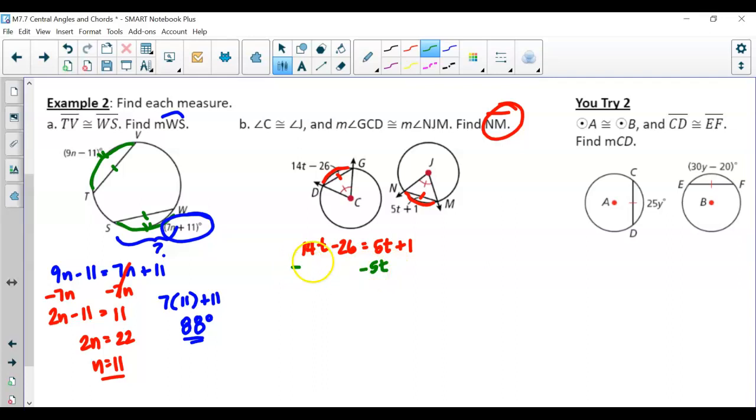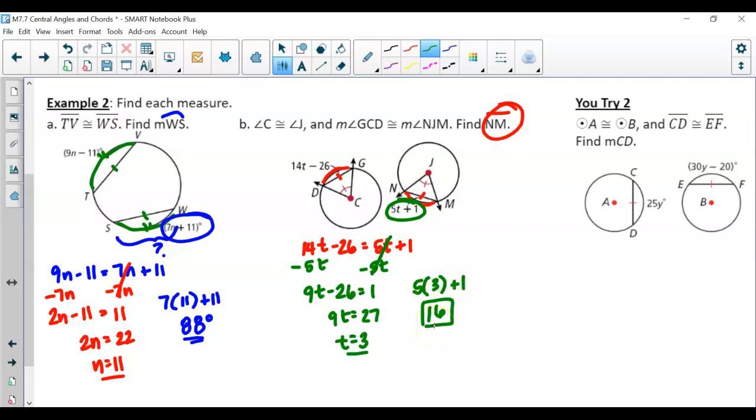So I'm going to subtract 5t here from both sides. Now we've got 9t minus 26 is equal to 1. Now you're just solving your two-step. 9t is equal to 27, and t is equal to 3. Is 3 our answer? No, because we're looking for the length of NM, which is 5t plus 1. So 5 times 3 plus 1, so the length of NM is 16. Go ahead and pause the video now and do the You Try on your own.